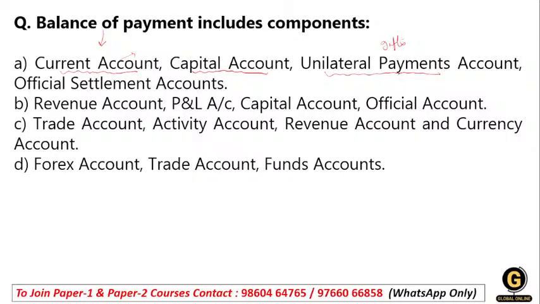The official settlement account is also called the reserve account. This account is managed by the central bank to adjust the BOP imbalance. If there is any BOP imbalance, this account will help to settle it. And there is another account, that is the financial account. This financial account includes investments like FDI, foreign direct investment, portfolio investment, and loans. So option number A will be the right answer.